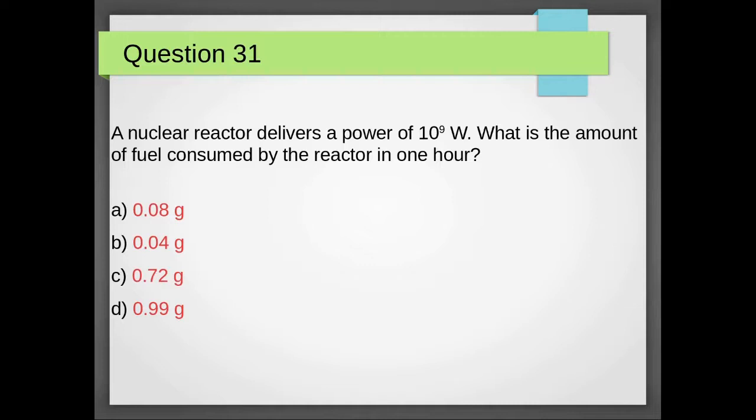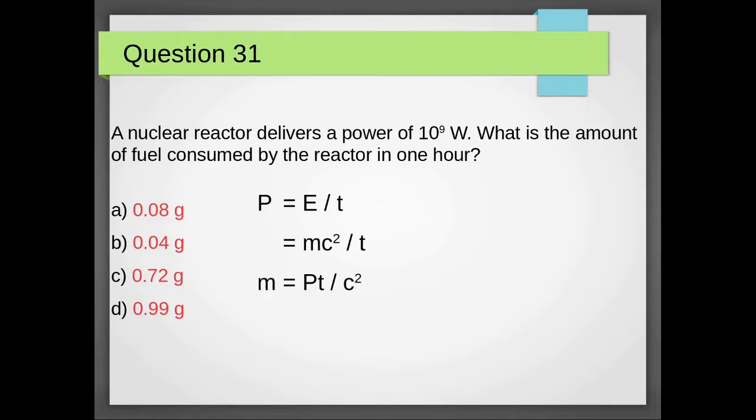So the formula you'll have to recollect is that the power of a nuclear reactor is given by energy over time. So energy here is the conversion of nuclear mass into energy. So that will be given by Einstein's equivalence between mass and energy. So the formula becomes mc squared divided by time.